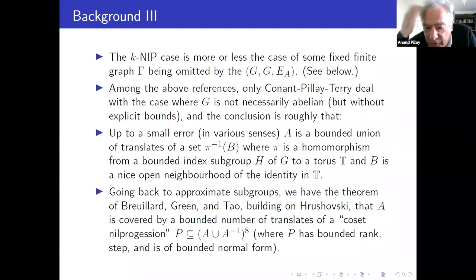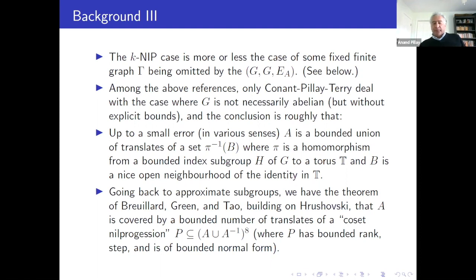There's simply a straightforward statement where P has bounded rank, bounded step, and bounded so-called normal form in terms of the K. So in terms of A, which had K tripling, the boundedness is in terms of the number K, okay?